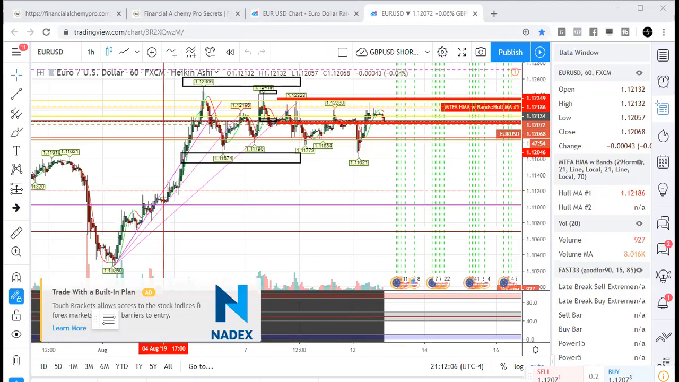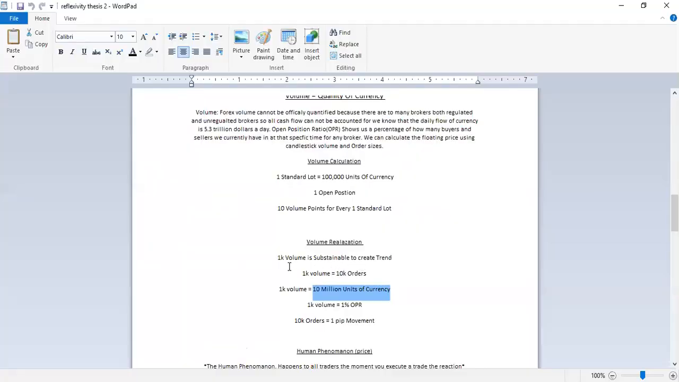All right, I'm going to say it one more time, as far as what each one means. One standard lot is 100,000 units of currency, one open position. It also equals 10 volume points. So for every one standard lot, there are 10 volume points added. Okay, so volume realization is here.